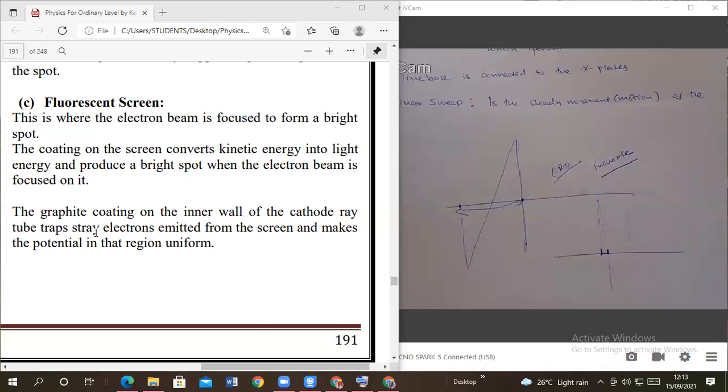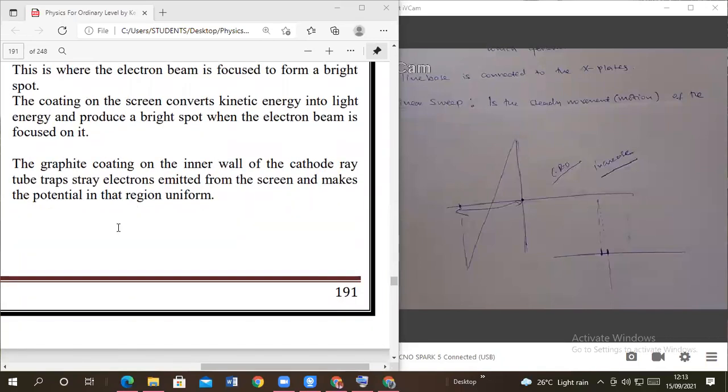The word stray electrons means scattered electrons which are moving in different directions, such that we have electrons just moving within the cathode ray tube and not moving in a straight line. Previously, remember that we said that one of the properties of cathode rays is that they travel in a straight line. So we should make them travel in a straight line such that they are able to reach the fluorescent screen.